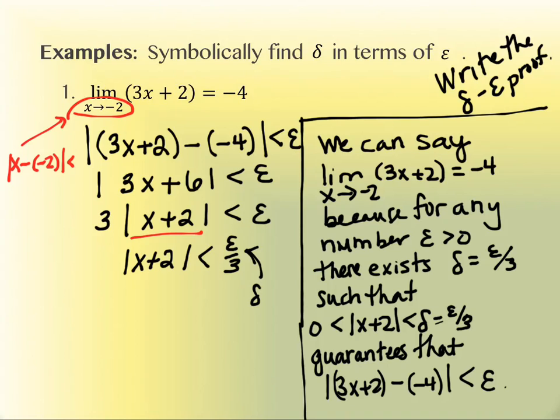And we do get epsilon over 3, right? Just like we thought we would, because we had the 3x plus 2. The slope was 3, right?